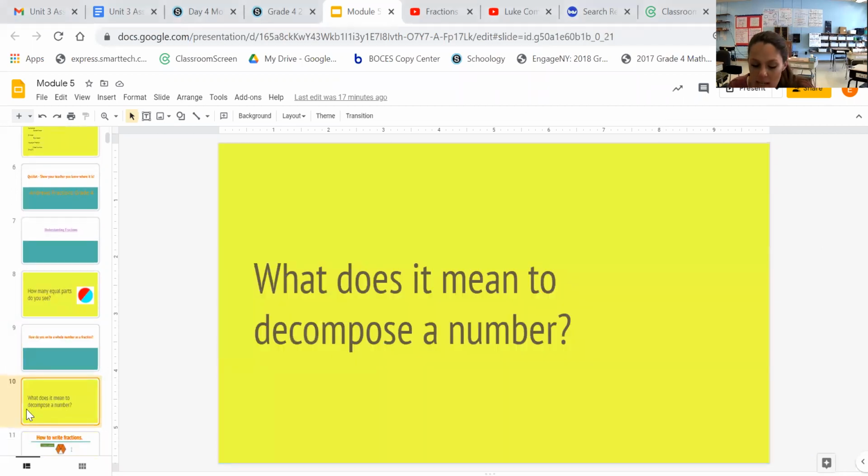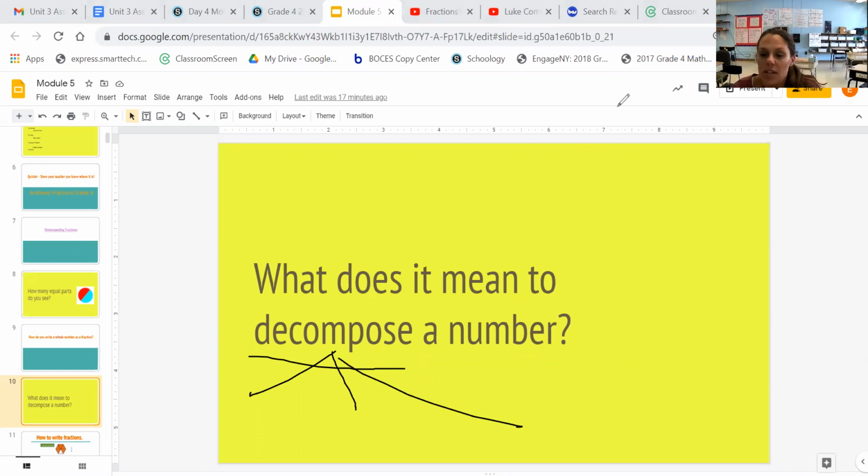What does it mean to decompose a number? So I told you today, by the end of class, you'll be able to decompose a fraction, break it apart. We're going to use a number bond and we're going to use a tape diagram. So my question for you is, what does the word decompose mean? It definitely sounds like a science term to me. So decompose means to break apart, to break it down.